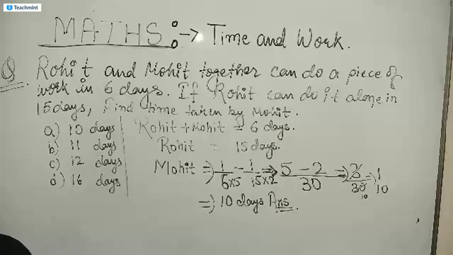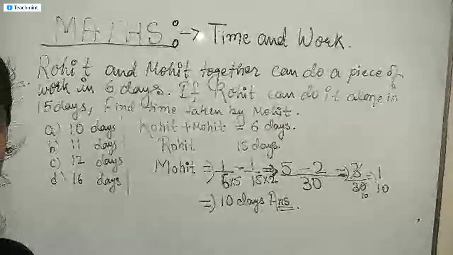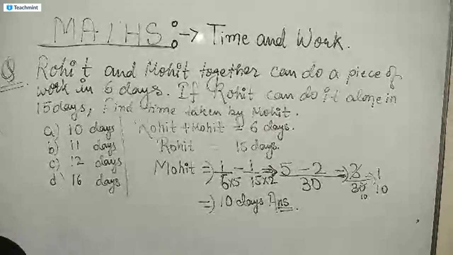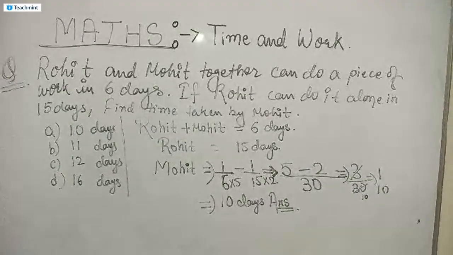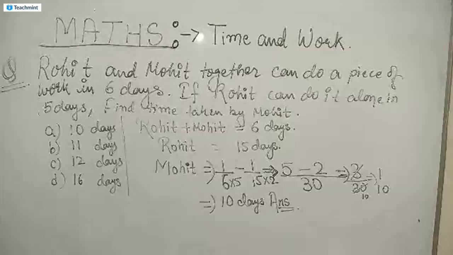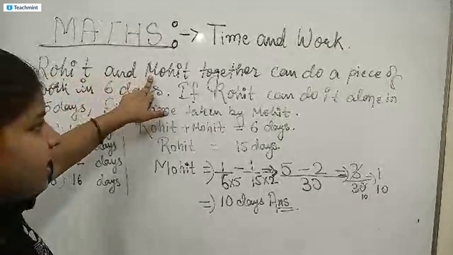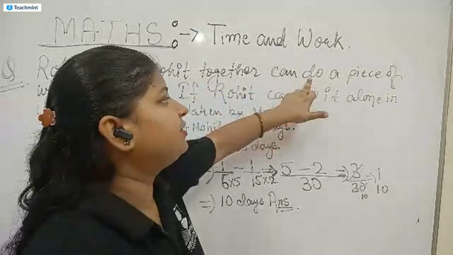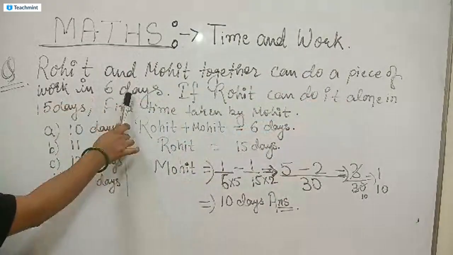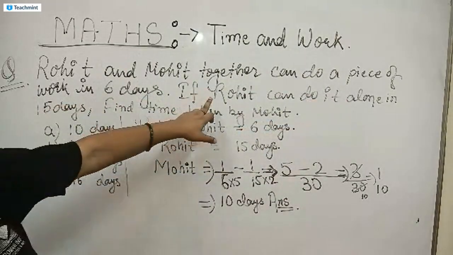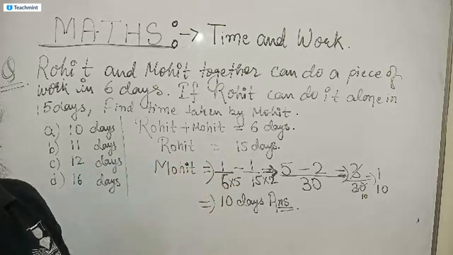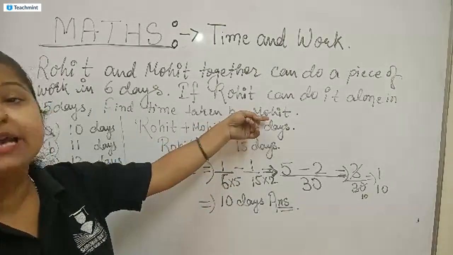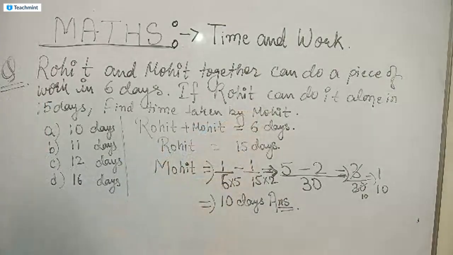Yes, Sajid. Quickly, dear. Explain again. Okay, I'm explaining this once more. Everyone, please lower down your hands. Rohit and Mohit together can do a piece of work in 6 days. Okay? Rohit can do it alone in 15 days. I have to find out how many days Mohit will take to complete it alone.